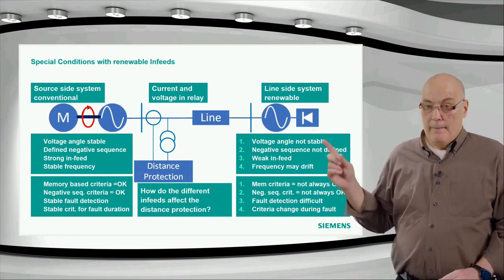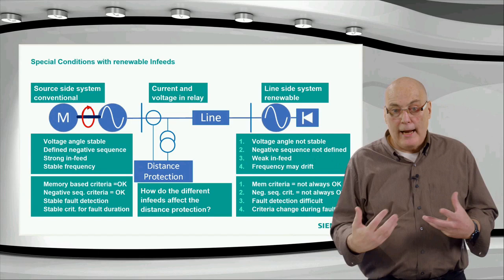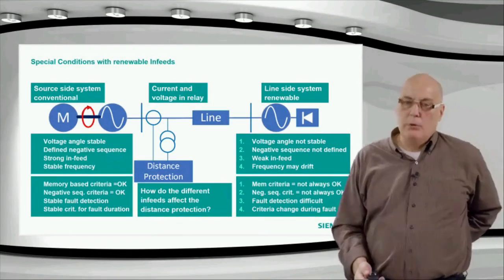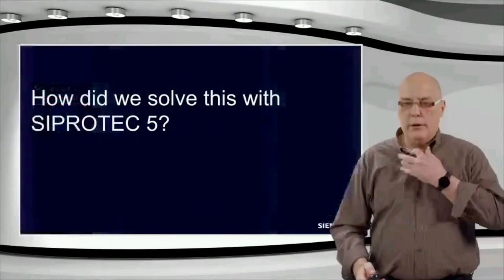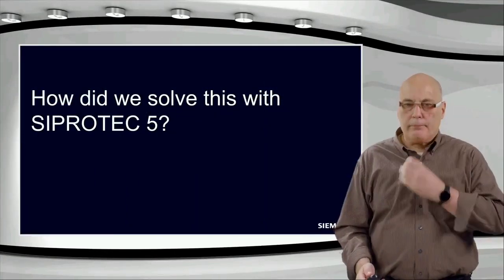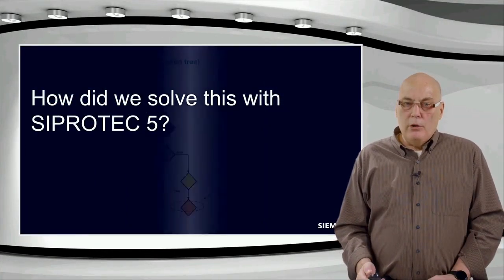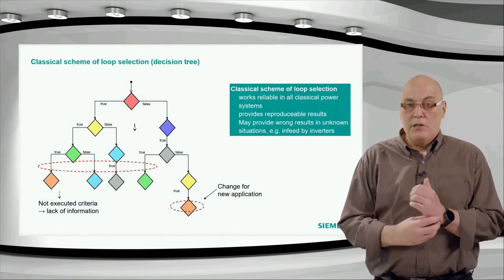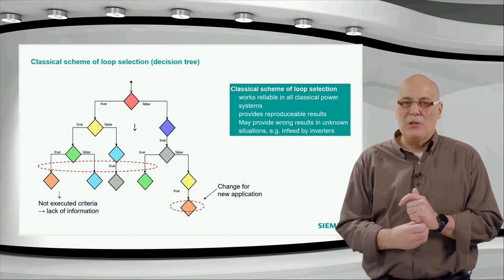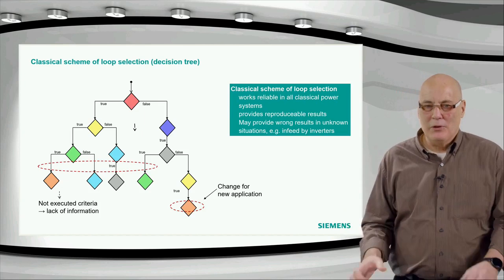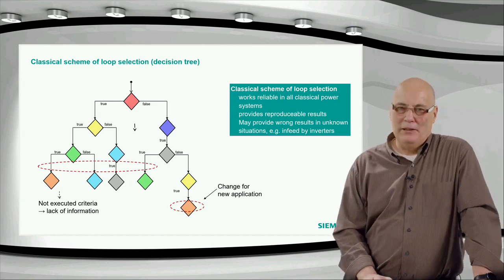So you can see the renewables can create a lot of difficulty for distance protection in theory. So how does one deal with that? We have a solution, CProtect 5, and CProtect 5 is our solution for all critical situations. We go to a so-called multi-criteria technique.